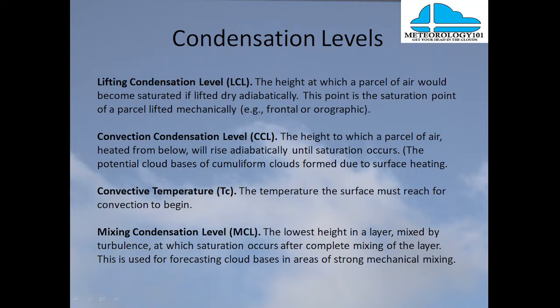Convective temperature is the temperature the surface must reach for convection to begin. And then the mixing condensation level is the lowest level in a layer mixed by turbulence. So it has to have mixing. Something's got to mix the atmosphere, and saturation occurs after complete mixing of the layer. It's used for forecasting cloud bases in areas with strong mechanical mixing. So in areas where you have turbulence, you can use this calculation to determine what your cloud height is going to be based on that mixing. That's going to change some of the other factors, just by having that turbulent mixing.